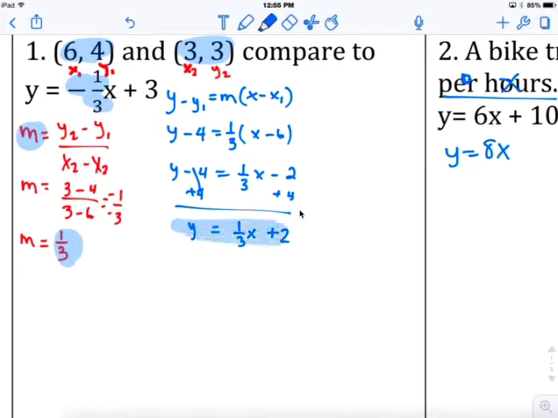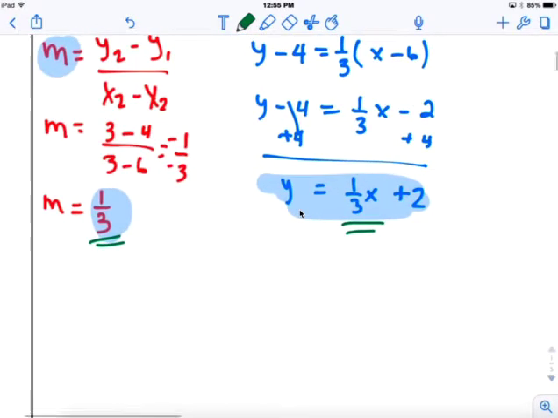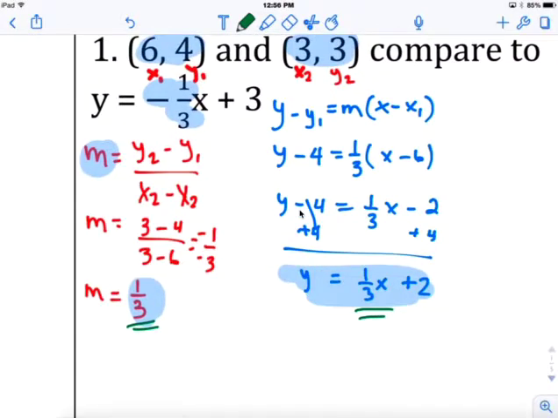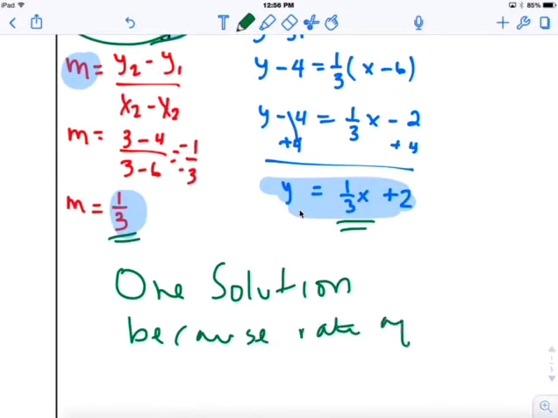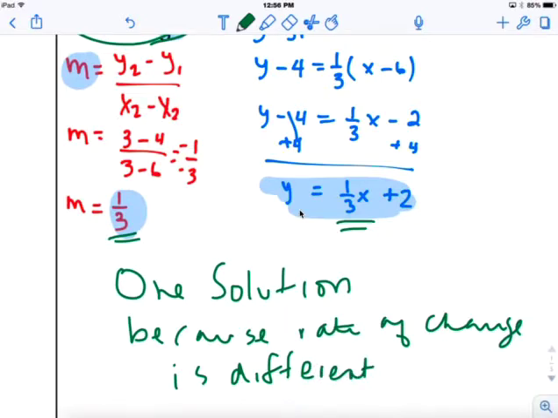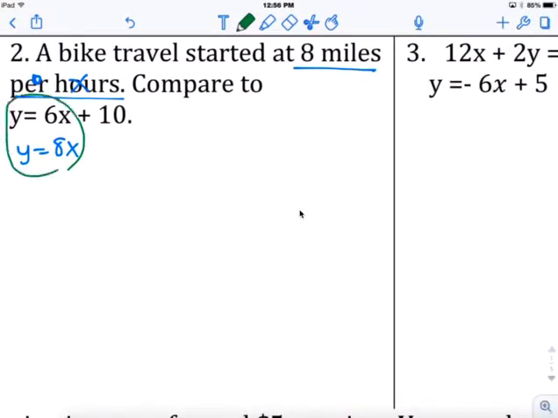You can do point slope intercept because you could have stopped right here and noticed the rate of change is different. And because the rate of change is different from this equation right here, it's one solution because the rate of change is different. Or you can use the word slope. Okay, and then here, same thing. One solution, rate of change is different.